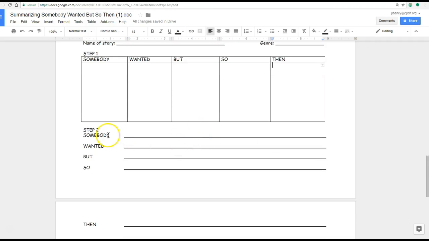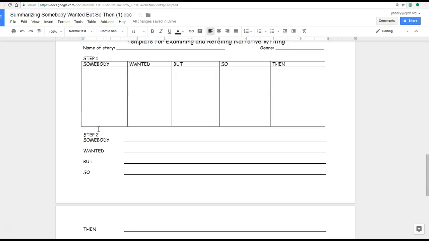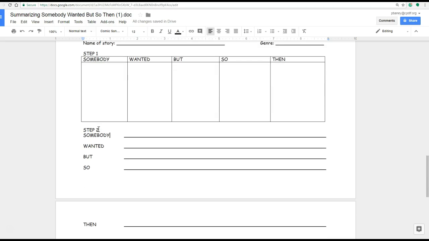Now, tomorrow, which is going to be Tuesday, we are going to write sentences that start this out. And you're going to find how easy it is to write about this stuff when you do this ahead of time. So today, what I want you to do is fill in step one. And tomorrow, Tuesday, we're going to continue on with step two.